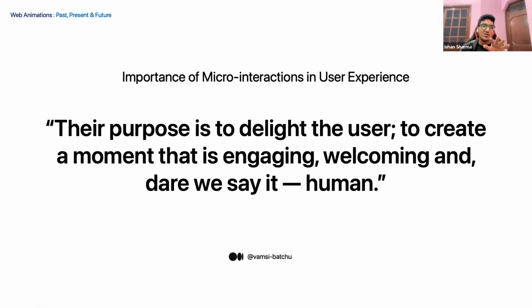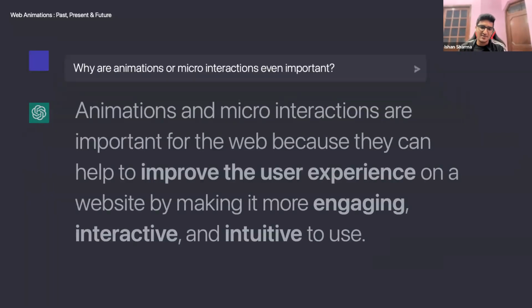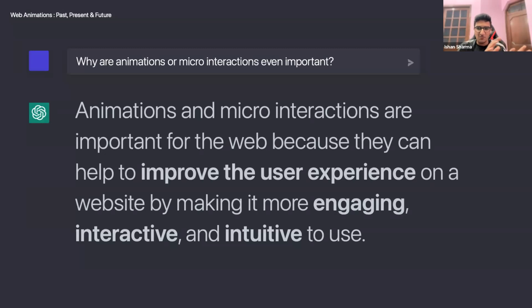To look into this, I came across one interesting blog post by Vamsi, and this is how he puts it. Micro interactions, their purpose is to delight the user, to create a moment that is engaging enough, welcoming, and dare we say it, human. The most important aspect: human. I also asked my friend ChatGPT what micro interactions are, first to test ChatGPT to some extent, and secondly to see whether my research was true. It gave me a similar result: the focus being to improve the user experience and make it more engaging, interactive, and intuitive to use.